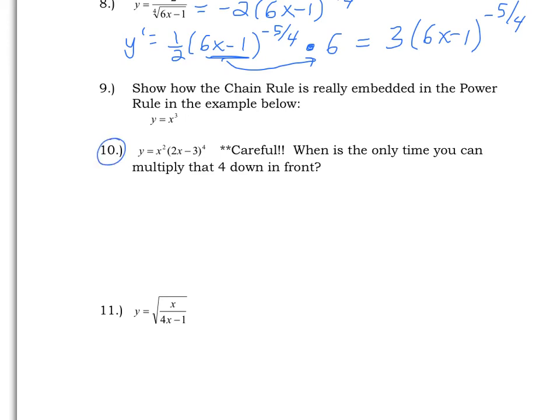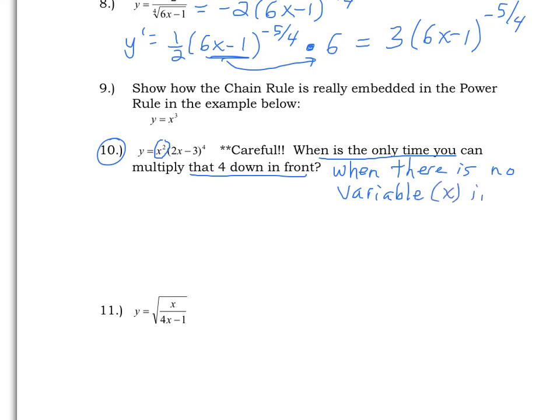So we want to be careful here. You cannot multiply, in this example, this 4 down in front to that x squared. The only time you can multiply that 4 down in front is if there is no additional x term right there. The only time you can multiply that 4 down in front is when there is no variable, which is usually x, in front. So there has to be a constant. Okay? So if there were a 5 in front, you can multiply that 4 down.